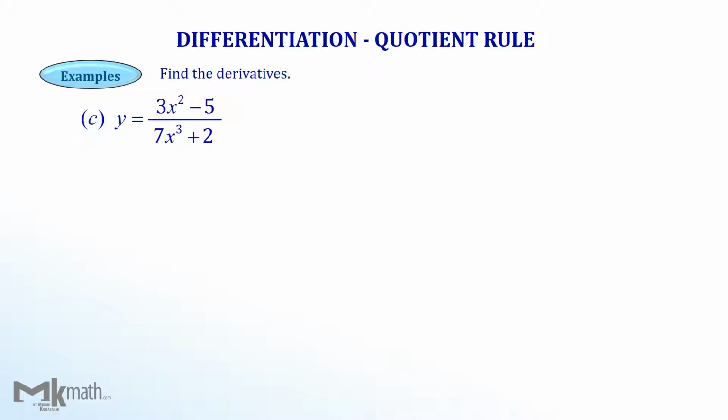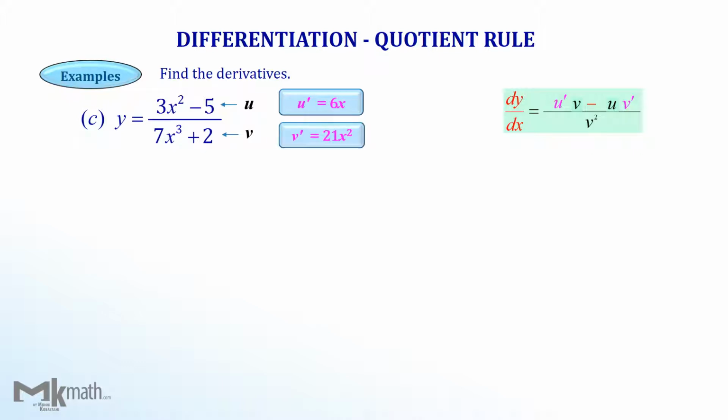This question is not expressed in a different form either. So let's apply the quotient formula. Let's label the numerator as u and the denominator as v. Then find the derivative for each. U prime is 6x and v prime is 21x squared. Now we have all four functions to apply the rule.